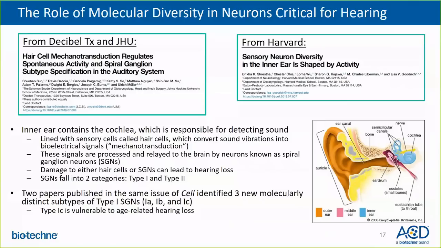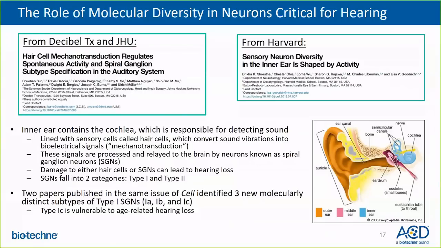Now, just to give a little bit of background, the inner ear contains the cochlea, which is responsible for detecting sound. The cochlea is lined with sensory cells called hair cells that convert sound vibrations into bioelectrical signals. These signals get processed and then relayed to the brain by neurons known as spiral ganglion neurons, or SGNs. And damage to these neurons can lead to hearing loss. These SGNs fall into two broad categories: type 1, which is the predominant cell type and responsible for sound stimuli, and type 2, which are thought to be more enhancers of sound.